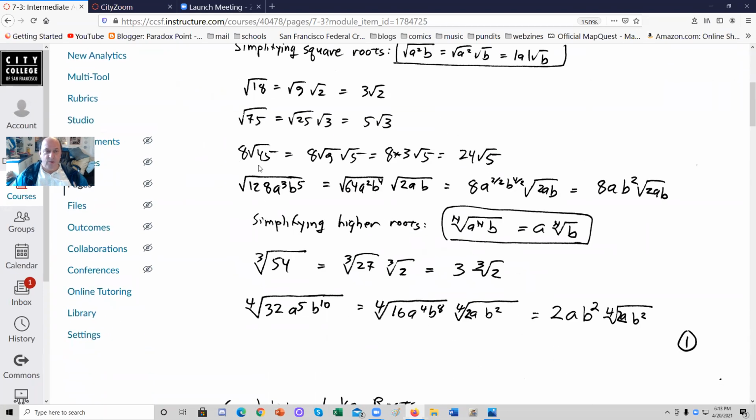Here we have 8 root 45. Okay, this is several in a row. The largest square factor of 45 is 9, so 8 root 9 root 5. Root 9 is 3, so 8 times 3 root 5, so 24 root 5.